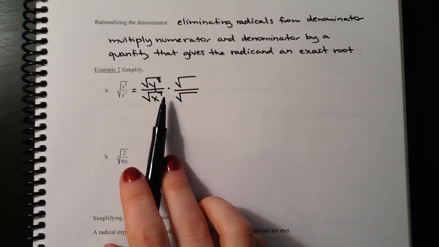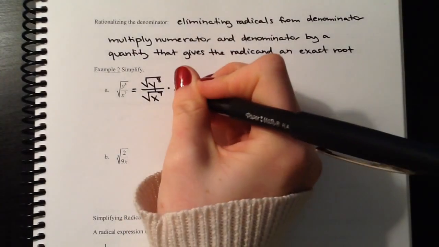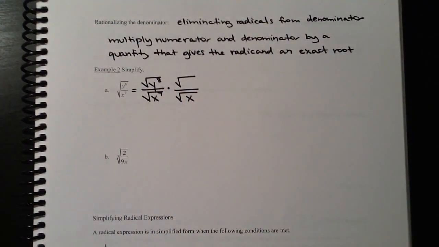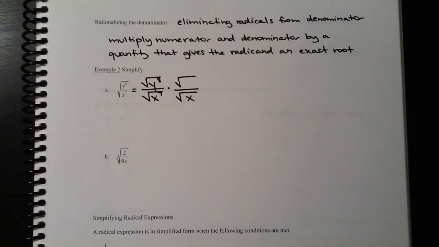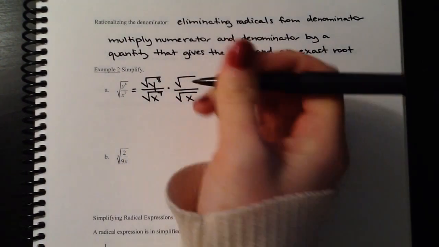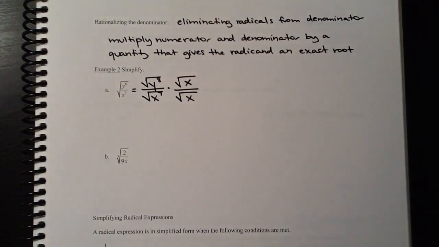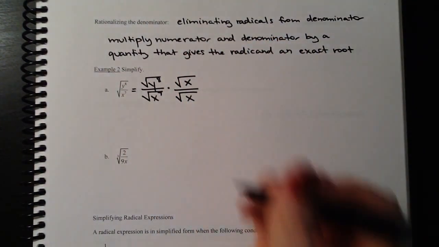7 is not a multiple of 2, so all it's missing is just one more copy of x. If I add in just one more copy of x, then this will be x to the 8th, and then I'll be able to take the square root, and everything will be wonderful. So multiply top and bottom by the same thing. That way I'm just multiplying by a fancy one.